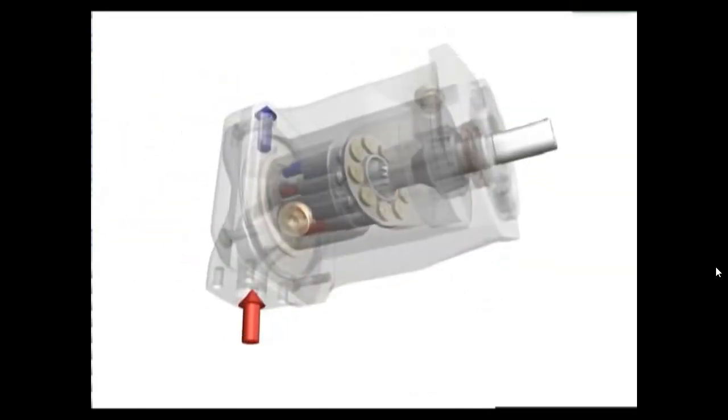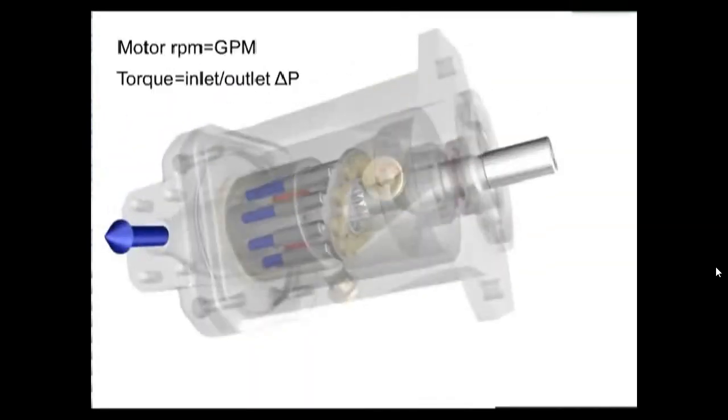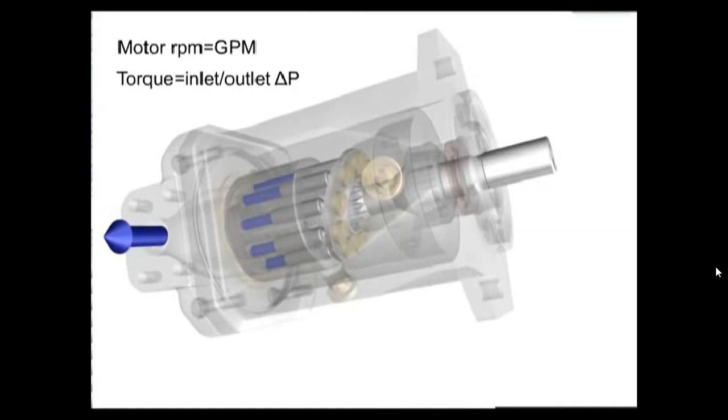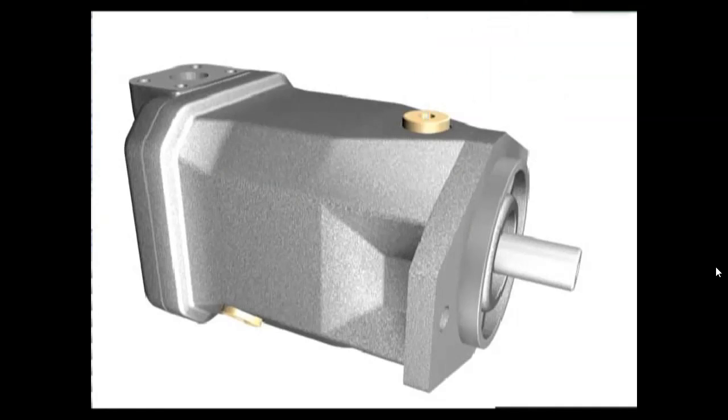Output speed of the fixed displacement axial motor is proportional to the input flow. Drive torque is proportional to the difference in pressure between the motor inlet and the outlet. Any internal leakage passes into the area between the rotating group and the housing. This leakage is directed from the case drain port directly back to the reservoir.